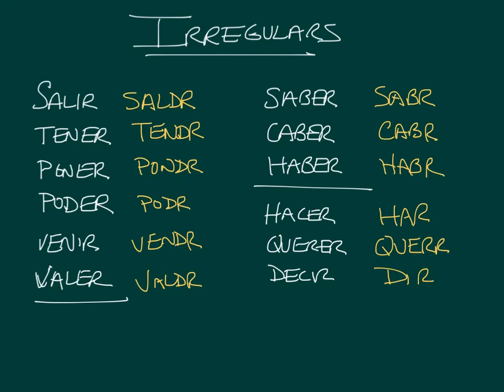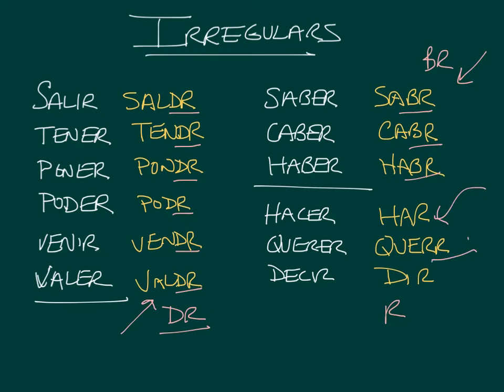As you recall, we grouped these by similar irregularities. This was the DR group. This was the BR group. And then this is just the R group: R, two R's, and then the R. So the irregulars are the same. They're the same verbs and the same stems between the future tense and the conditional tense.